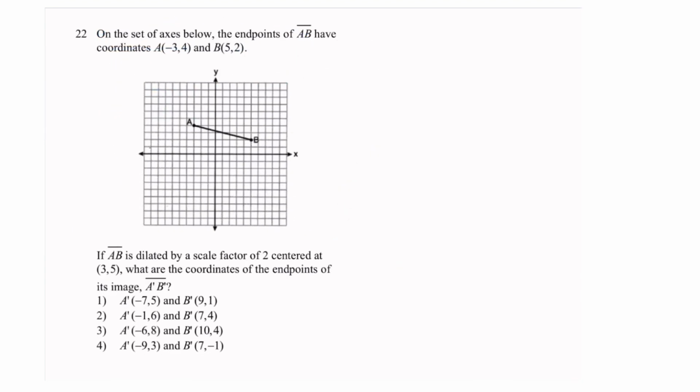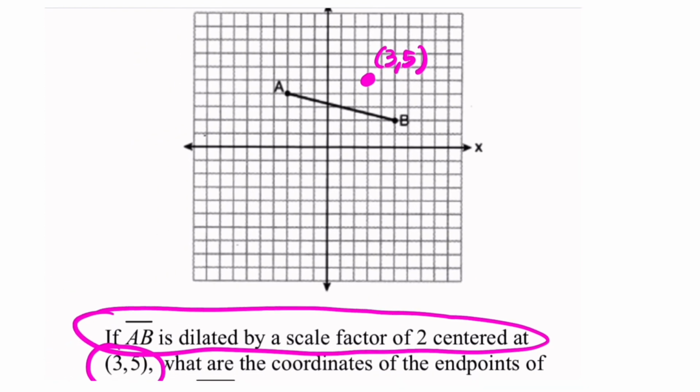Number 22 is a grid, and on it points A and B, and we want to know if this line were dilated by a scale factor of 2 centered at the point (3,5), what are the coordinates of the endpoints? Let's zoom in to get a better perspective on this. The center of dilation is like a light bulb shining on the line segment AB, so we can draw these two light rays coming off the center.